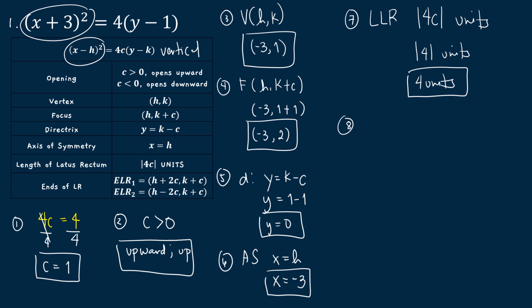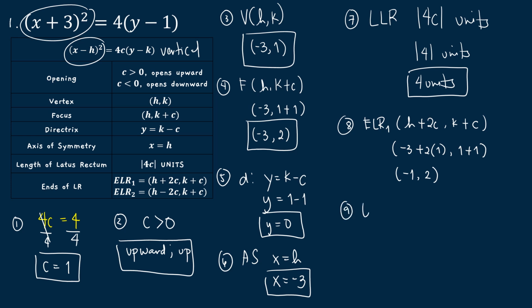So it would be LR1 is equivalent to h plus 2p, comma k plus c, oh sorry, it's h plus 2c po pala. So it would be negative 3 plus 2, since the value of c is 1, comma 1 plus 1. It would be negative 3 plus 2, that would be negative 1, comma 2.